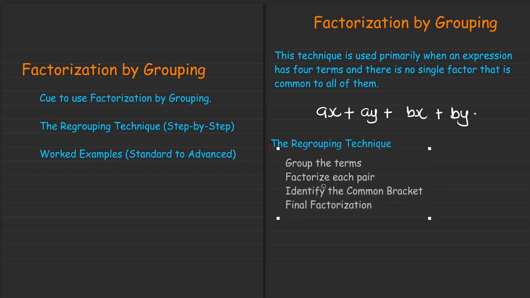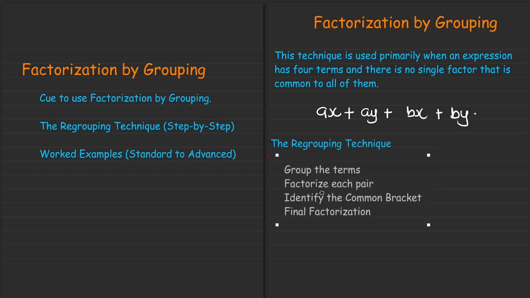So if you are given a number of terms, and in this case we are talking of four, you group them into what? Pairs. And then you factorize each pair. Now if you're able to factorize each pair, you realize that each bracket resulting from the factorization of the pairs will be the same. That will lead you to the final factorization. Let's look at some examples that will enhance our understanding.